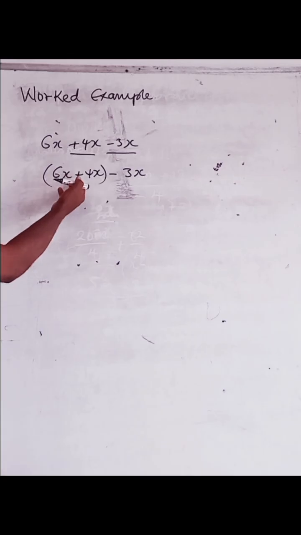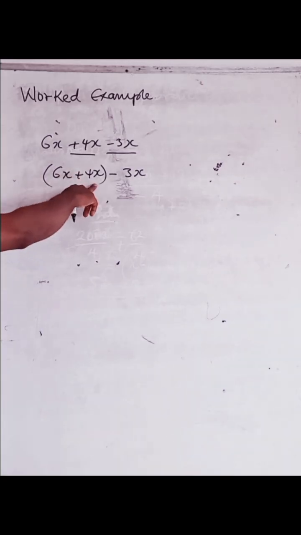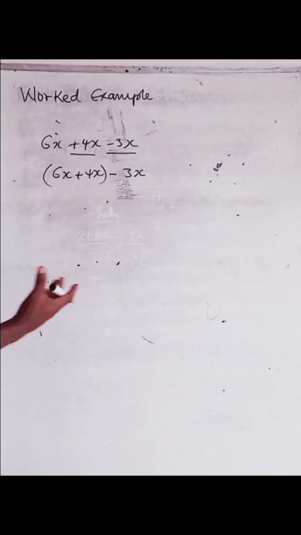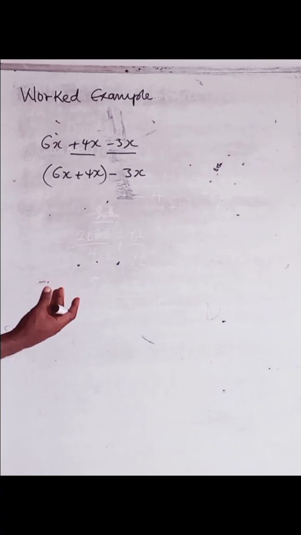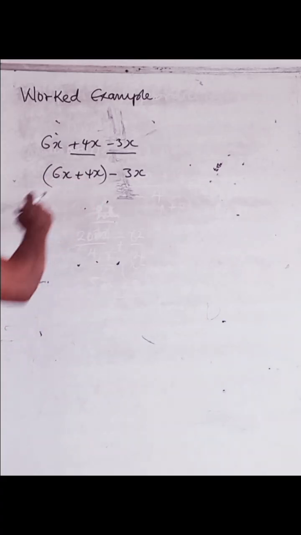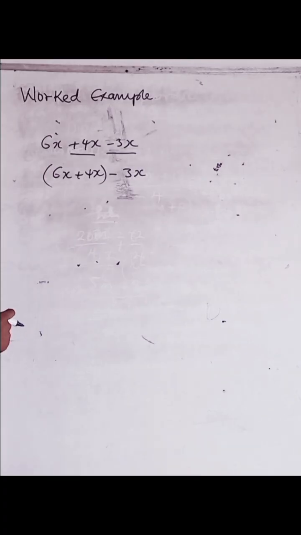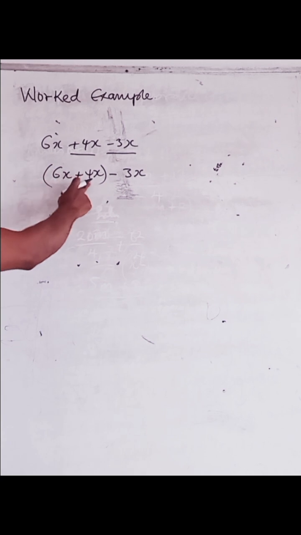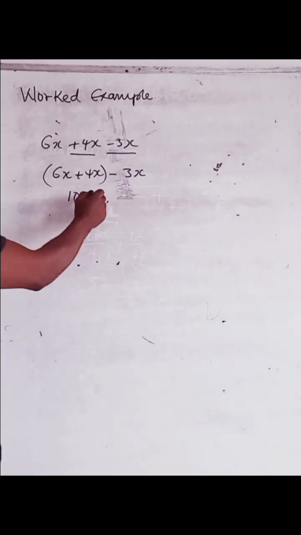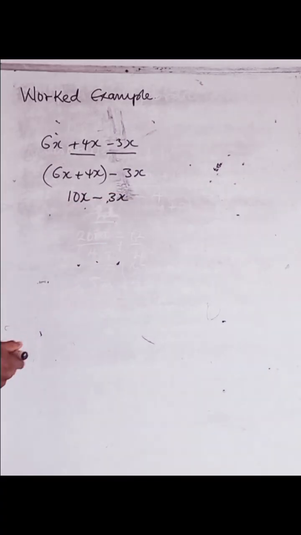Now, because these ones are like, 6x plus 4x minus 3x. According to the rule of adding algebraic expressions, in this situation, what do we do? We add the coefficients. So if we add the coefficients, 6 plus 4 is equal to 10, and then we bring down x, which is the variable. So we have 10x minus 3x.